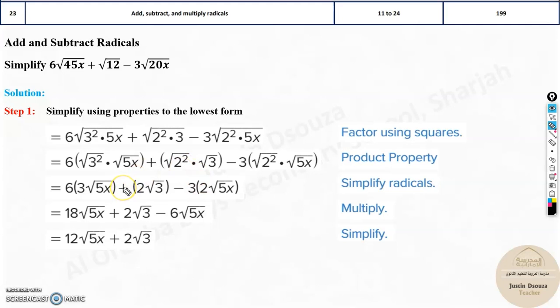So this is important. Before that, let's multiply all this inside. 6 times 3 is 18 root 5x, 2 root 3. See, this root 3 will not be touched because there is no other term having root 3. So that will be there in the final answer directly. Whereas over here, this is minus 6 root 5. Now you can do 18 minus 6. What is the answer? 12. So 12 root 5x plus 2 root 3.